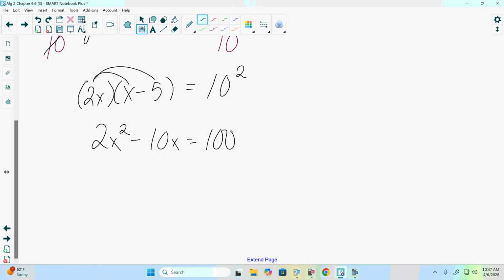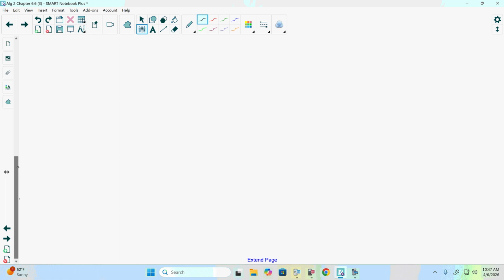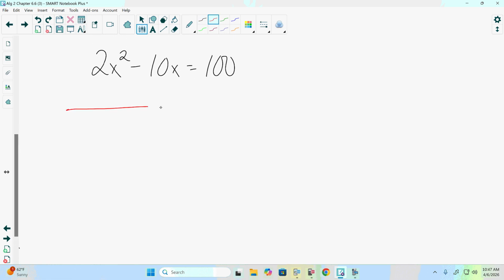Now, unlike Thursday, where most of the equations didn't have an x squared term, we got x by itself and solved. Here, we do have an x squared term. We have this quadratic term. We need to get the equation equal to 0 to be able to solve from there. And luckily for us, we only have to really do one thing to get this equation equal to 0, which is to subtract 100 from both sides.